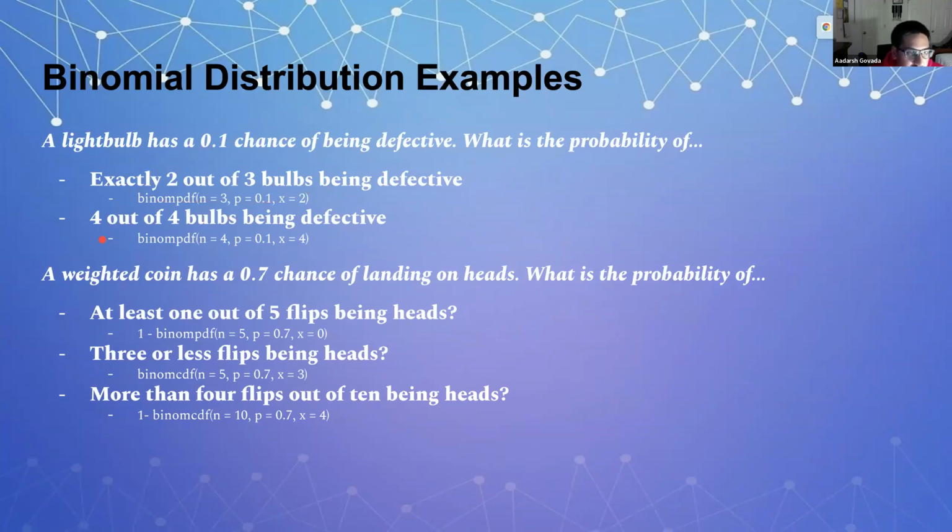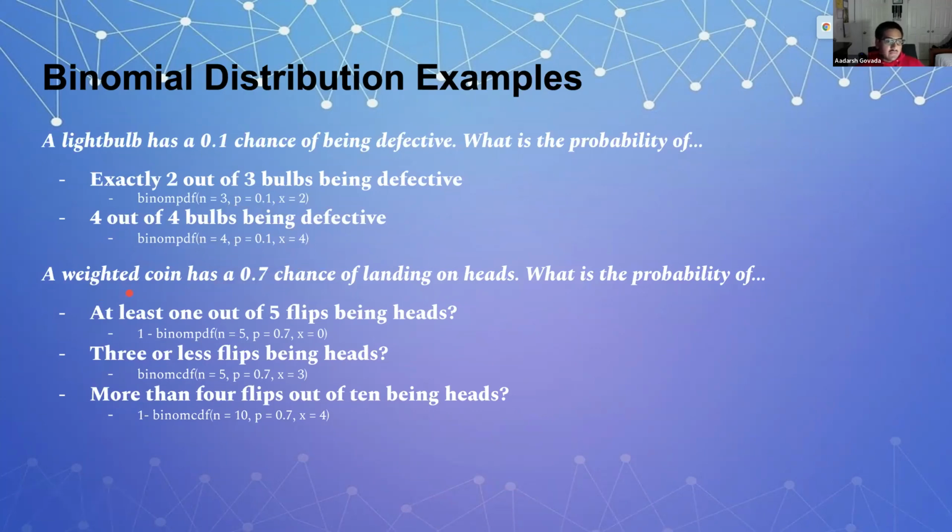Now, what's the probability of 4 out of 4 bulbs being defective? So there's 4 trials, right? We're looking at 4 bulbs in total. So that goes to our N. 4 trials, so N equals 4. Then the probability of a bulb being defective, so probability of success, is still 0.1. So P is 0.1. Then X, because we're looking at all 4 bulbs being defective, X is 4. So now we take this, type it into our calculator, and it gives us our answer.